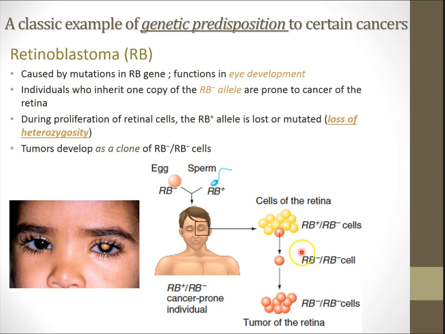So here in the schematic, basically we show that this young man has inherited an RB null allele from mom, but a normal copy from dad. So he's in the heterozygotic cancer-prone state. During eye development, some of the cells of the retina can lose one of the good copies of the RB gene. This results in overproliferation of that cell, such that the tumor is actually a clone or a colony of clones of that one cell that lost the RB gene.